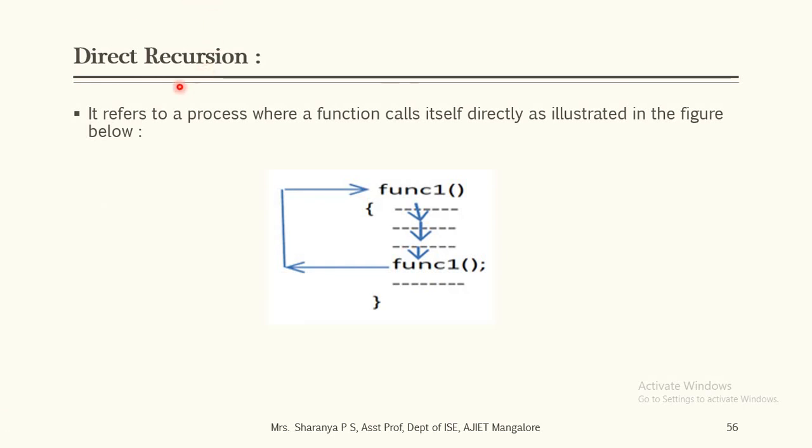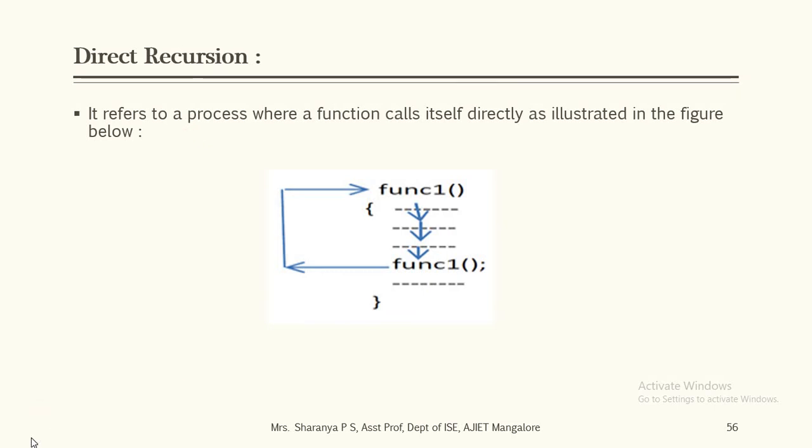Let's try to understand what direct recursion is. It is the process where the function calls itself directly. If you refer to this function 1, inside it the same function is called in a very direct manner. This is what we call direct recursion. All the programs we discussed previously are examples of direct recursion. Inside fact, we are calling the same function once again.